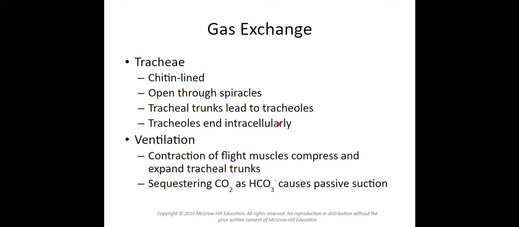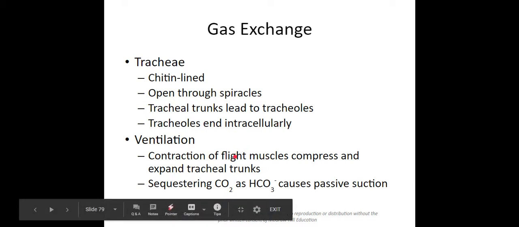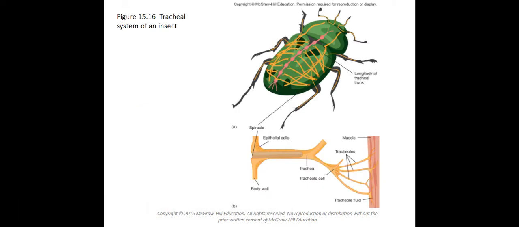And as they walk or fly, that causes the movement. So contraction of the flight muscles will compress and expand the tracheal trunks. And then carbon dioxide and bicarbonate will actually allow for kind of a suction. So air wants to come in.